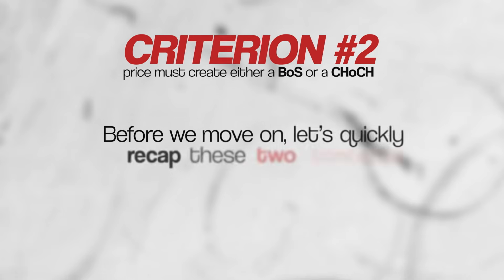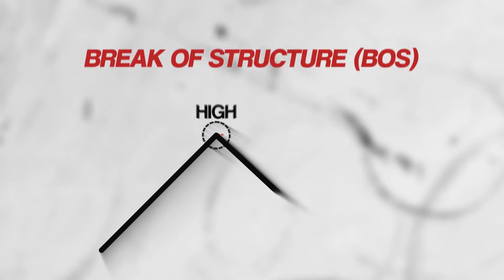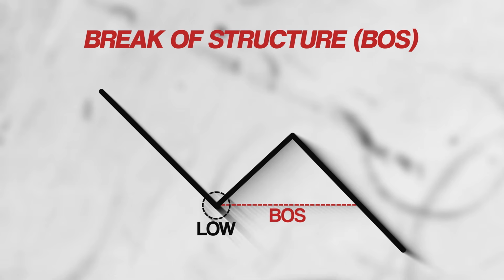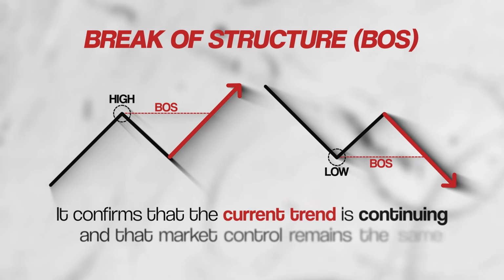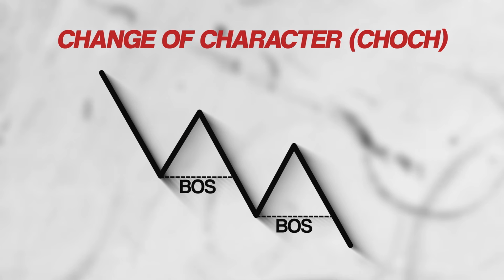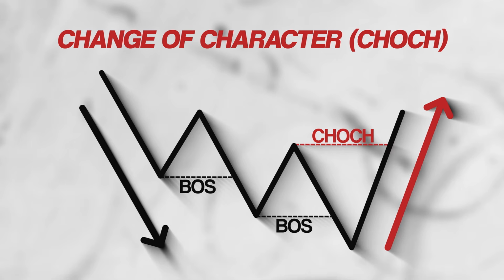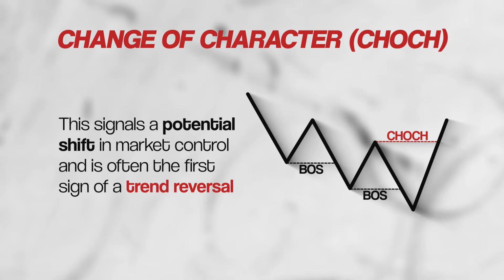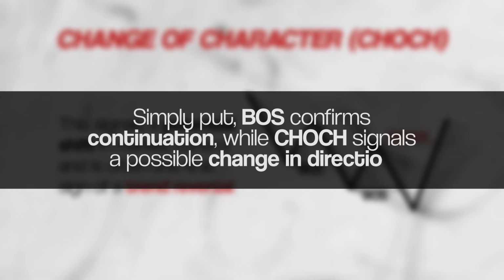Before we move on, let's quickly recap these two concepts. A break of structure, or BOS, happens when price breaks a previous high in an uptrend or a previous low in a downtrend. It confirms that the current trend is continuing and that market control remains the same. A change of character, or CHOCH, occurs when price breaks a key level in the opposite direction of the trend. This signals a potential shift in market control and is often the first sign of a trend reversal. Simply put, break of structure confirms continuation, while change of character signals a possible change in direction.